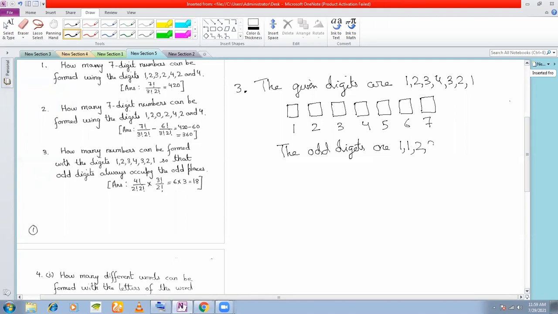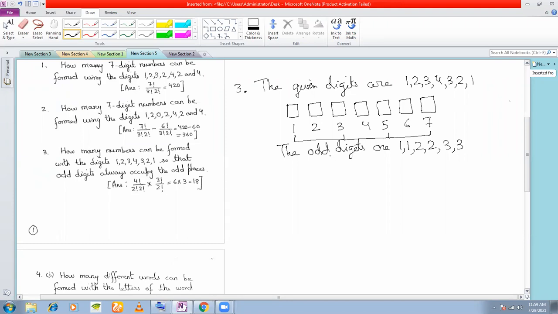2 is there. 2 is repeated twice. 3 is there. 3 is also repeated twice. Any other? No. Okay, so the odd digits are there in the odd places. So what are the odd places here? 1, 3, 5, 7. These are the odd places.